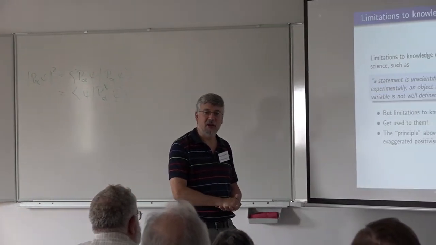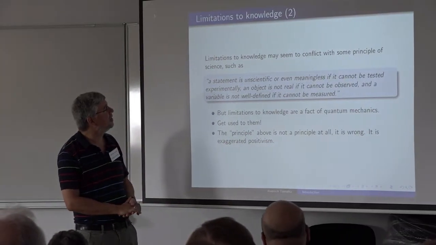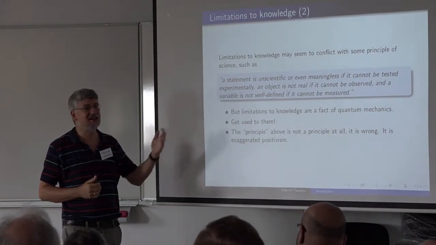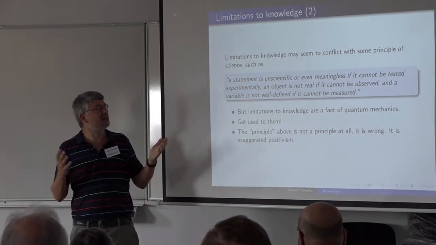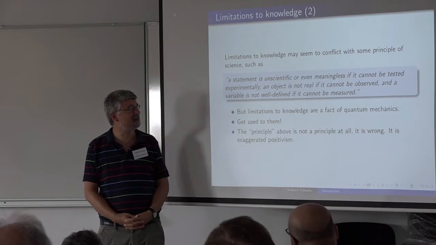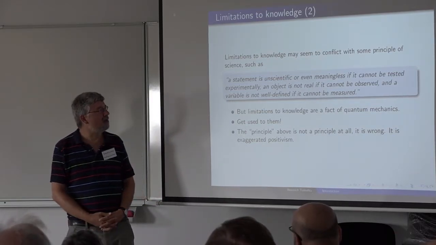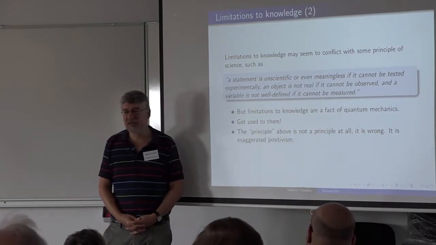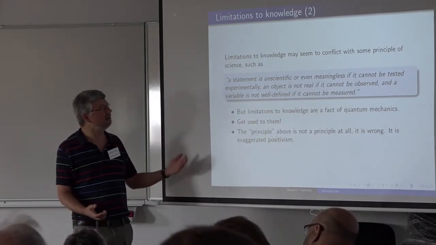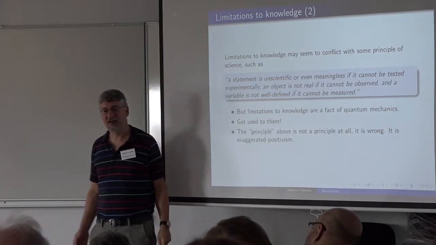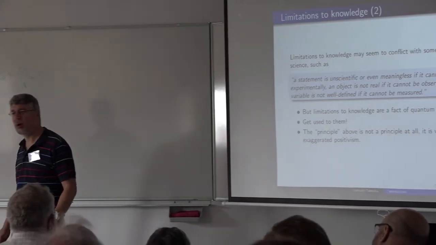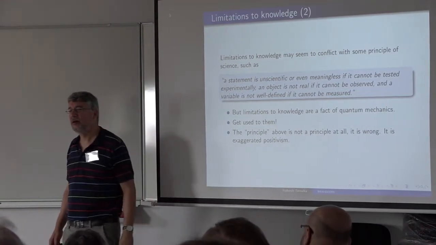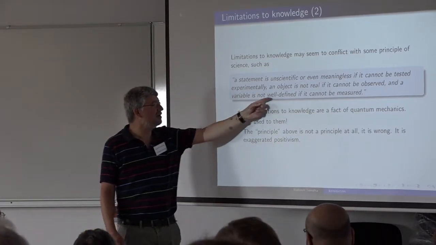That actually sounds a bit shocking, limitations to knowledge. For the following reason, they may seem to conflict with some principle of science, perhaps, which could say something like, a statement is unscientific or even meaningless if it cannot be tested experimentally. Or likewise, an object is not real if it cannot be observed. Or likewise, a variable is not well defined if it cannot be measured. It feels a bit like this is one of the principles of science, a principle that we always use when making science. And now the idea of limitations to knowledge runs counter to this principle.